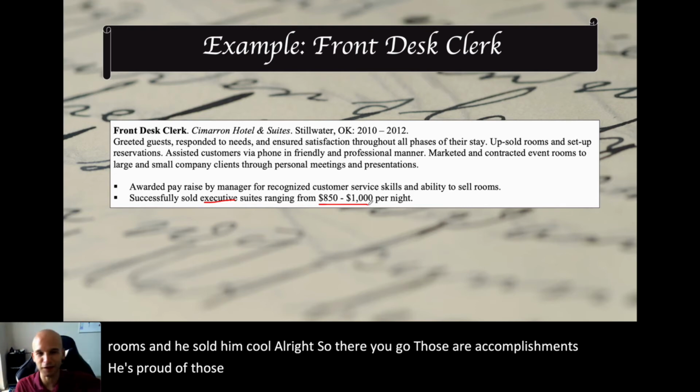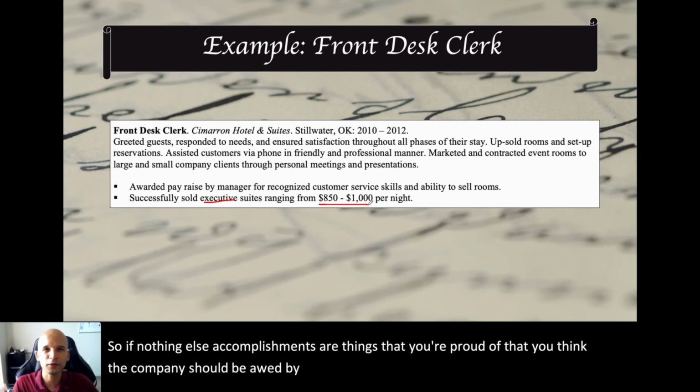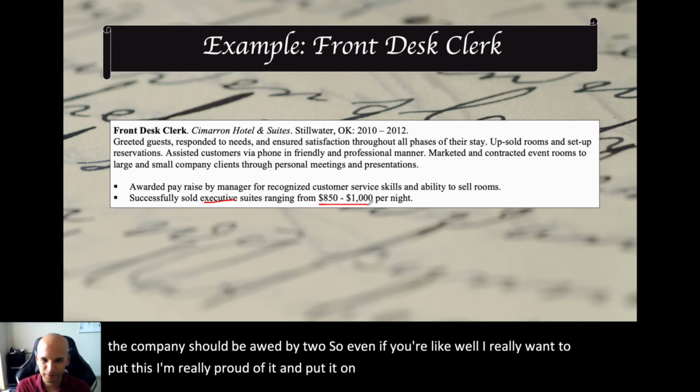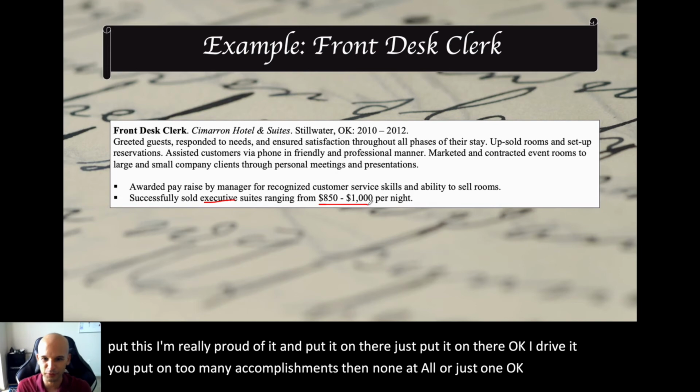So if nothing else, accomplishments are things that you're proud of that you think the company should be awed by too. So even if you're like, well, I really want to put this, I'm really proud of it, put it on there. Just put it on there. I'd rather you put on too many accomplishments than none at all, or just one. So when in doubt, make it an accomplishment. Let's go.